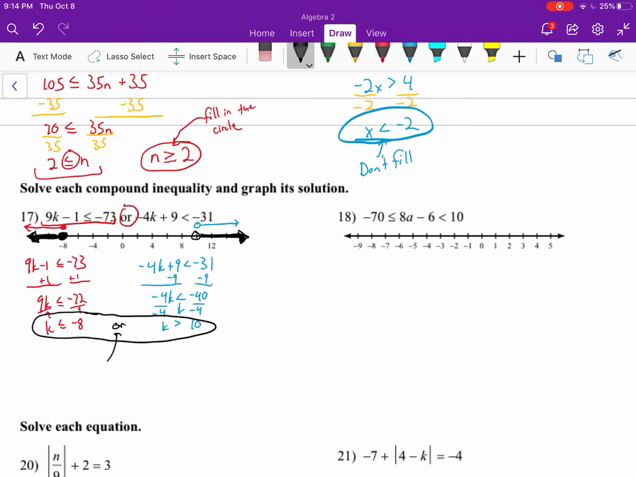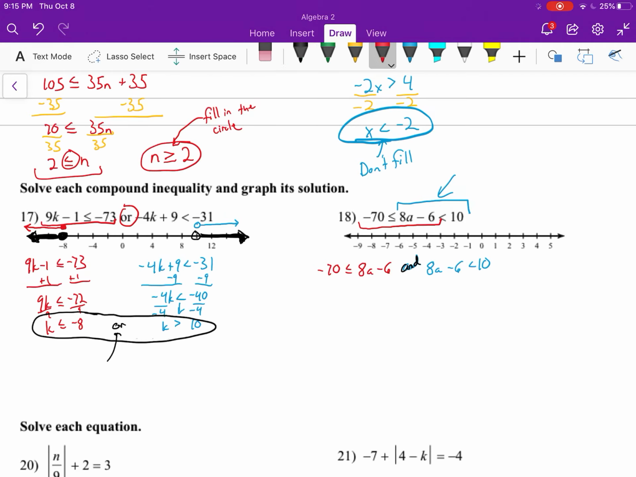And the way that we solve this is we're going to split this up into two. This says negative 70 is less than or equal to 8a minus 6. But at the same time, it's saying that 8a minus 6 is less than 10. And when it's combined like this, it means and. So we have that and connector in there.